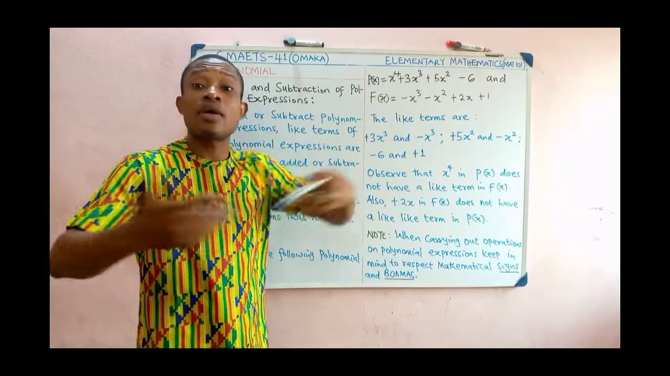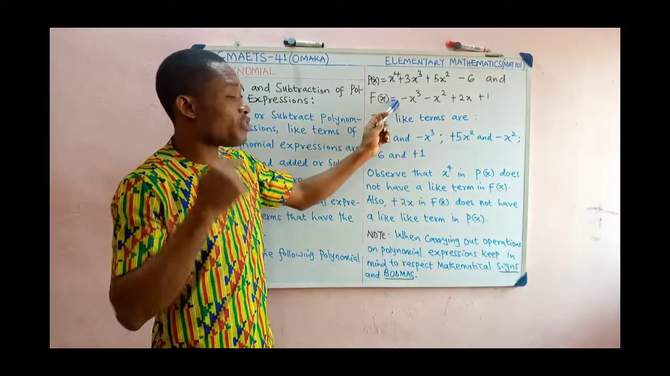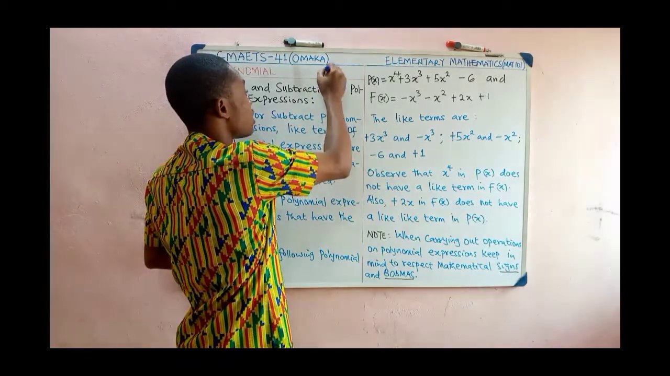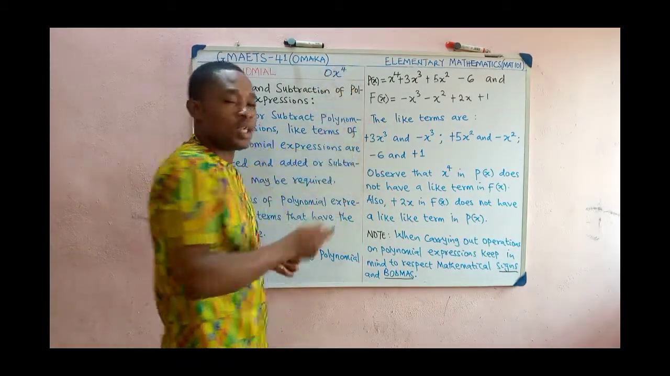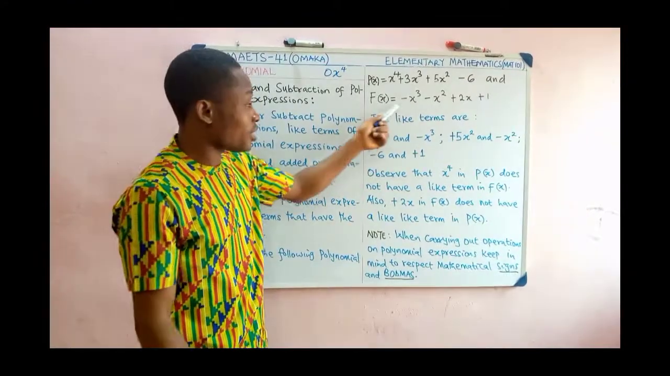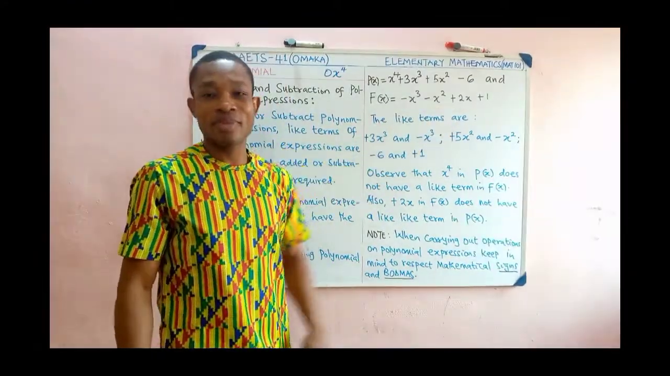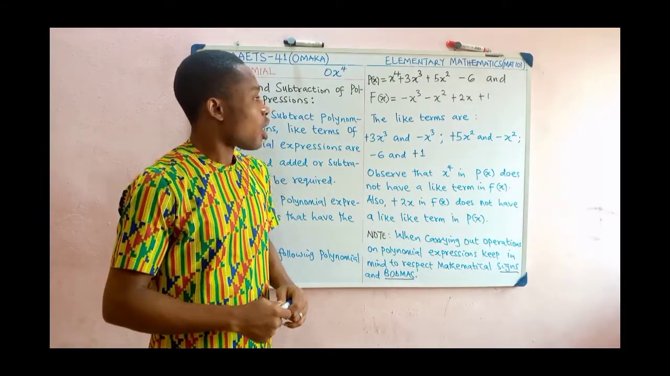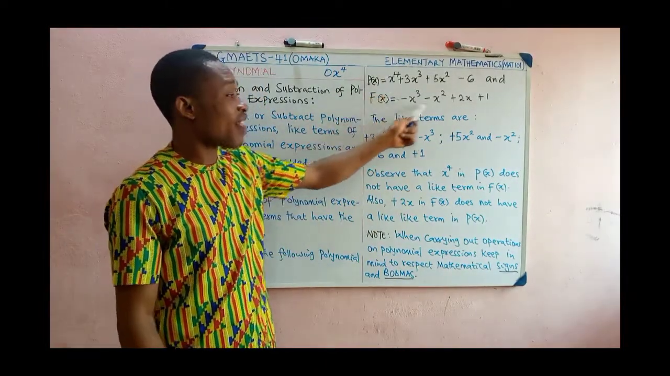In fact, you can say it's 0. Because if you want to fix in x raised to the power 4 in f of x, it's going to appear as 0 times x raised to the power 4. That is why there is no x raised to the power 4 here. Because 0 times any number will give you 0, so it goes off. So we can rightly say that x raised to the power 4 does not have any like term here.